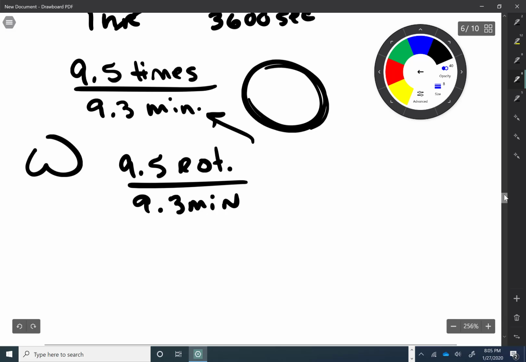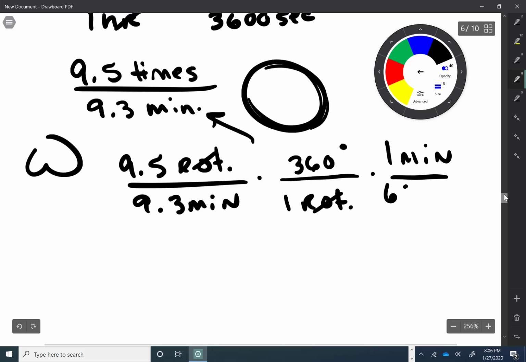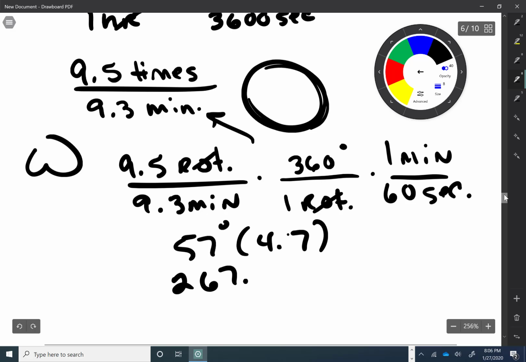This problem is asking for degrees, so you have to know that 1 rotation is equal to 360 degrees. So we do our math. 9.5 times 360. We could divide by 9.3 and get minutes, but we want it in seconds. So 1 minute is 60 seconds. Do my math and it tells me 57 degrees, but that's per second, and we want it for 4.7 seconds. So that is how we get to 67.90 degrees. So that is number 6.